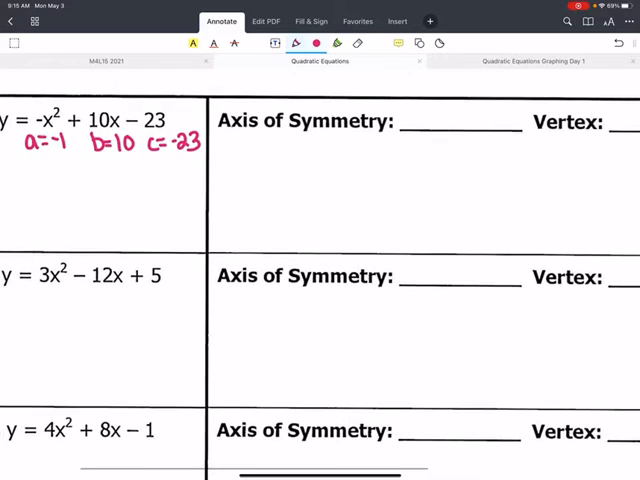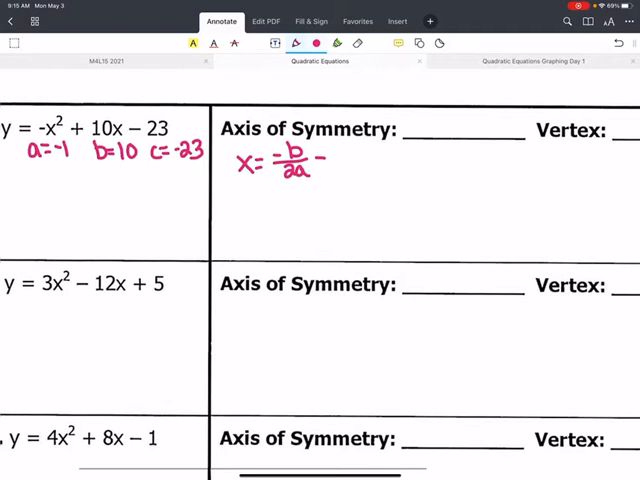Find my axis of symmetry. x equals negative b divided by 2a. So here that would be negative 10 divided by 2 times negative 1. That's negative 10 divided by negative 2, which gives me 5. My axis of symmetry is that x equals 5.